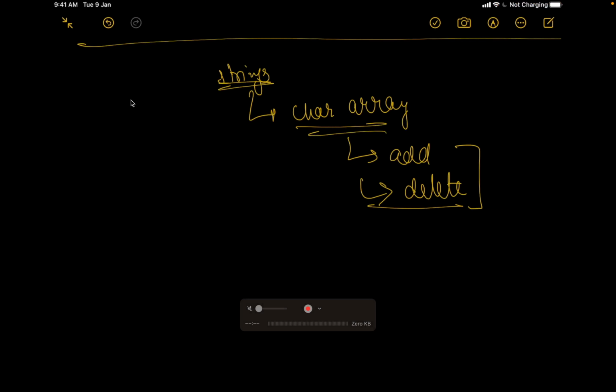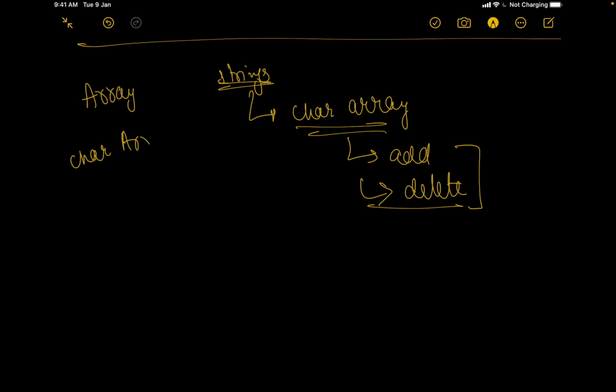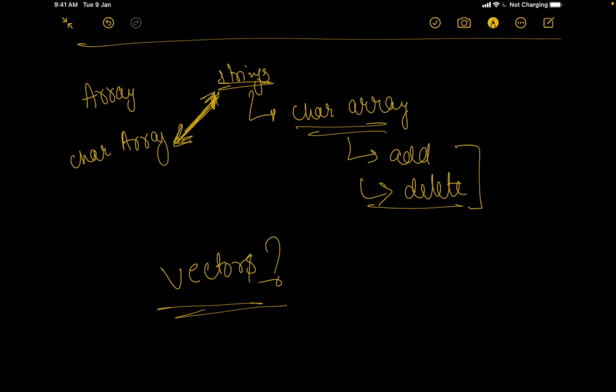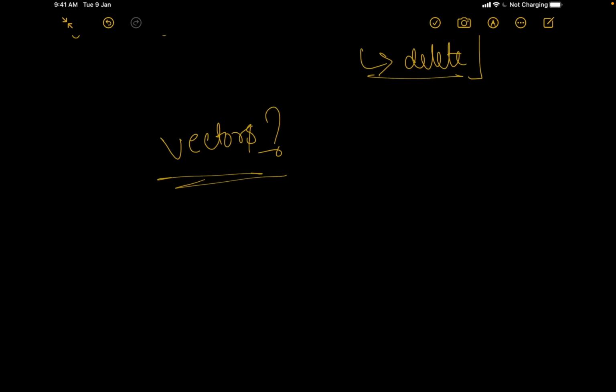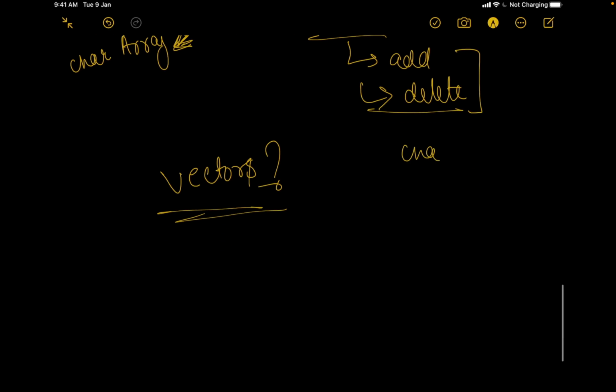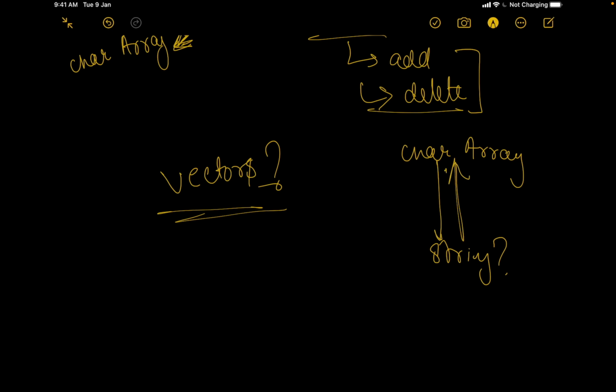Cool. With that, now we know what an array is. We also know a type of array, a character array. And we also know strings, right? And we also know the difference between a character array and a string. So now what are vectors? Vectors are similar to, so if I ask what's the difference between a character array and a string, we already know this difference, right? The difference between a character array and a string is the same as the difference between an array and a vector.